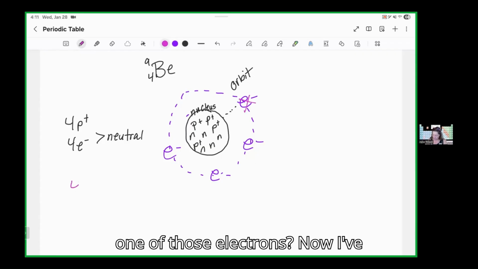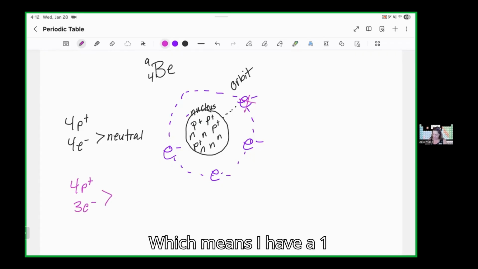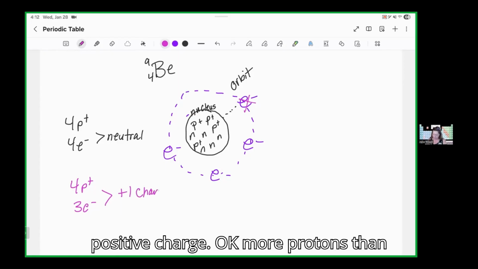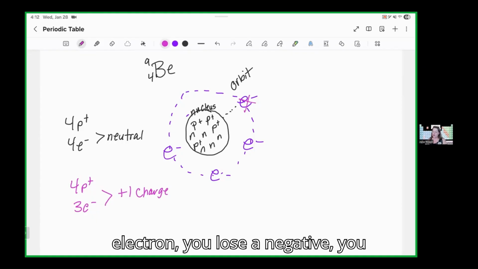Okay. But what if I were to get rid of one of those electrons? Now I've got 4 protons and 3 electrons, which means I have a 1 positive charge. Okay, more protons than electrons. So if you lose an electron, you lose a negative, you gain a positive.